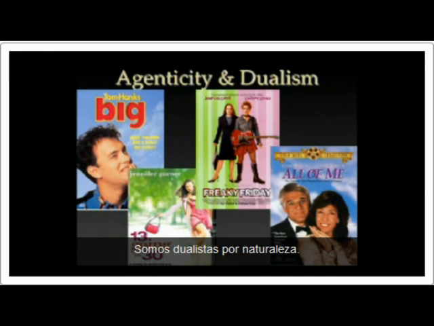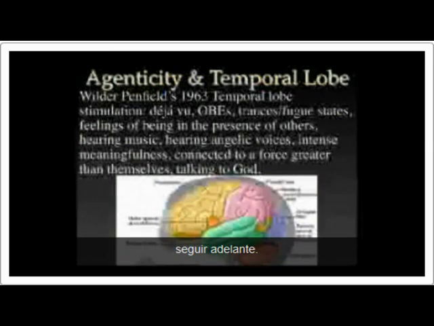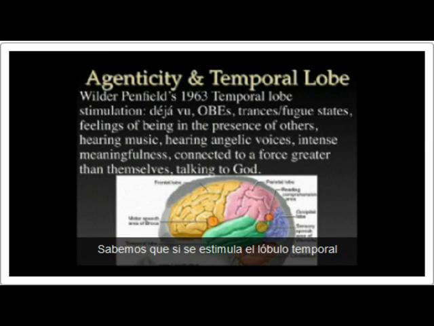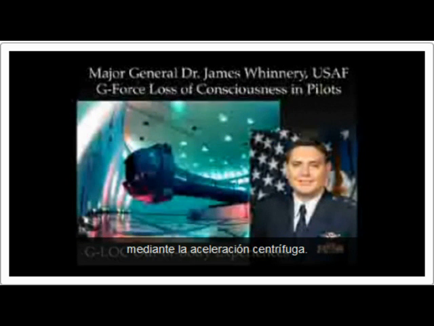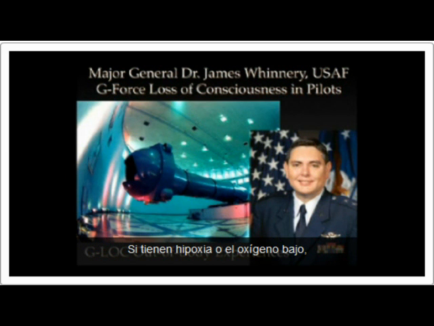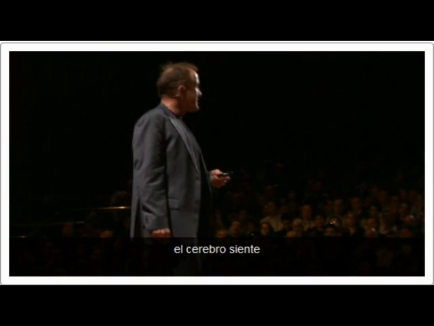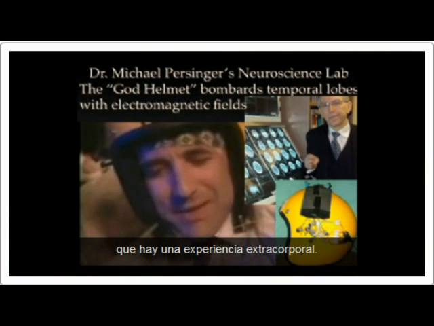So we are natural-born dualists. Our agenticity process comes from the fact that we can enjoy movies like these because we can imagine, in essence, continuing on. We know that if you stimulate the temporal lobe, you can produce a feeling of out-of-body experiences, near-death experiences, which you can do by just touching an electrode to the temporal lobe there. Or you can do it through loss of consciousness by accelerating in a centrifuge. You get a hypoxia or a lower oxygen, and the brain then senses that there's an out-of-body experience. You can use, which I did, went out and did Michael Persinger's God helmet that bombards your temporal lobes with electromagnetic waves, and you get a sense of out-of-body experience.